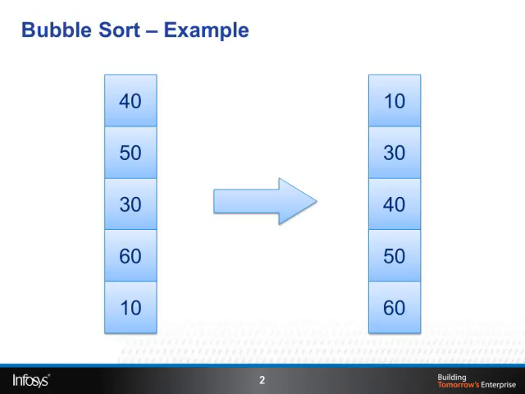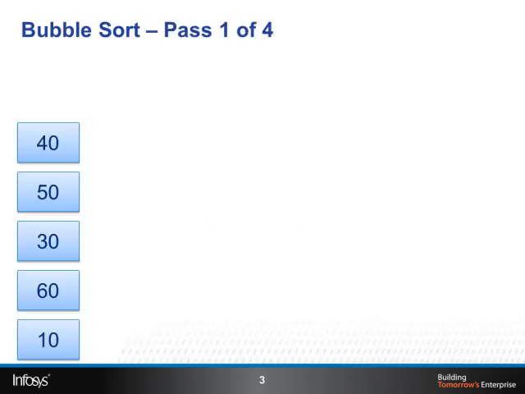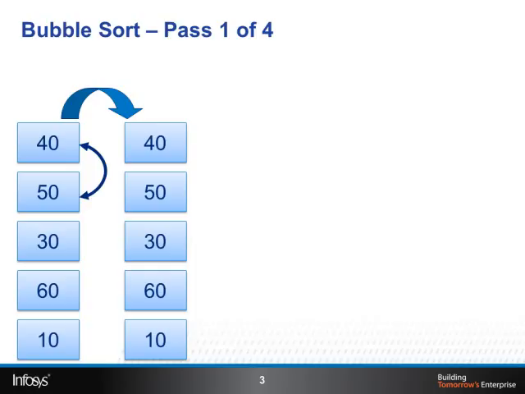As a first step, we start comparing the first element in the data set with the second element. In this example, the first element is 40 and the second element is 50. Since these two elements, that is, the elements present in the first and the second position, are already in the desired order, that is, already arranged in the ascending order, we can retain their respective positions.